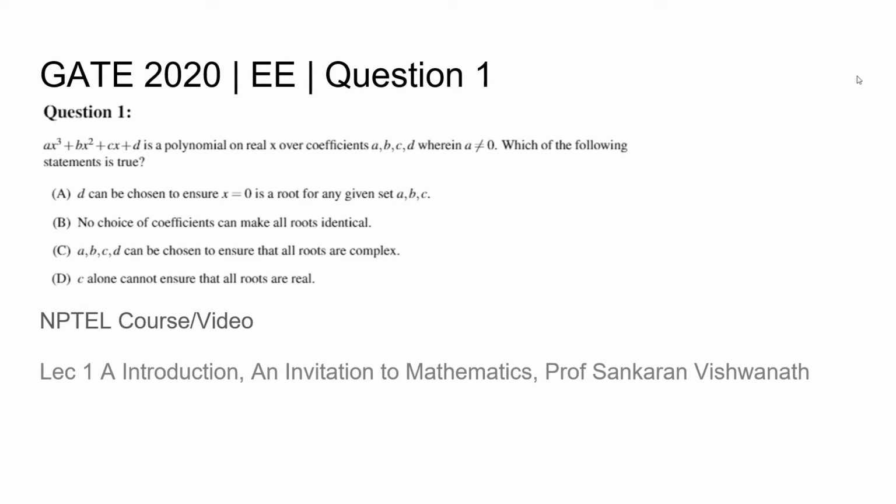This is a question from the GATE 2020 EE paper in which we are given a third degree polynomial with arbitrary coefficients a, b, c and d, wherein a is not equal to 0, and asked to find out which of the following statements is true. Below the question you will find the title of the NPTEL course or video that is relevant for this question.